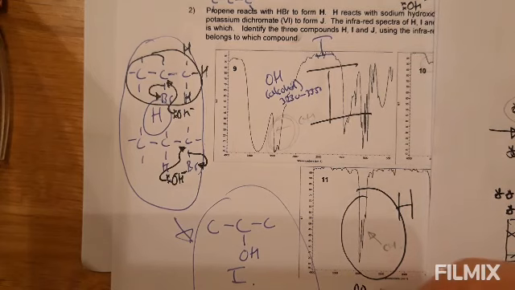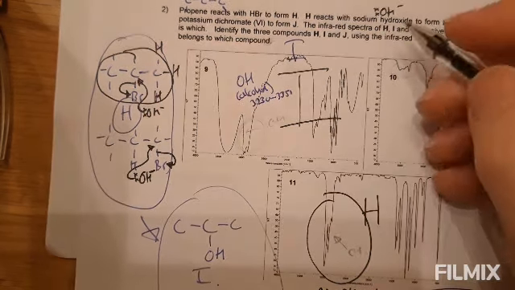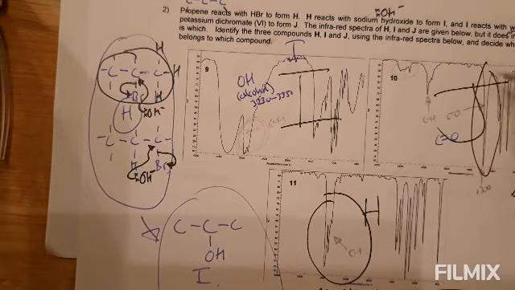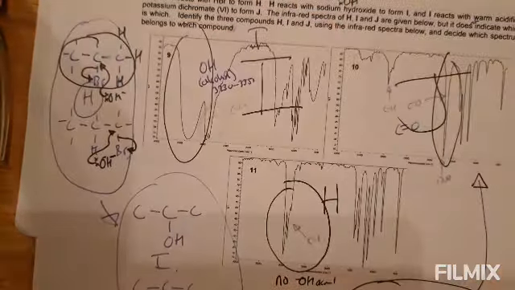Because there's no OH peaks, no OH alcohol peaks, and there's no C double bond O peaks. Why is this J? Because J was an oxidation product, and you've got a C double bond O peak there, and I is an alcohol because it's got that peak there.